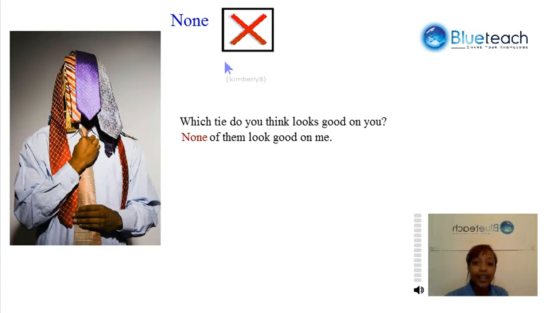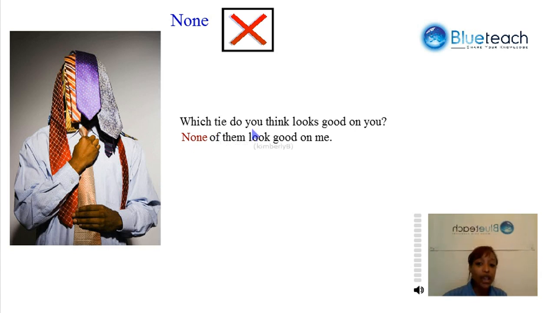For none, you probably have the idea. It's like no or not, which we know means the opposite, that we don't want it, that it's not something that we're going to have. So no, that's why I have this X here. Which tie do you think looks good on me? You might ask that question. None of them look good on me. See how this none is referring to the ties that were mentioned earlier.